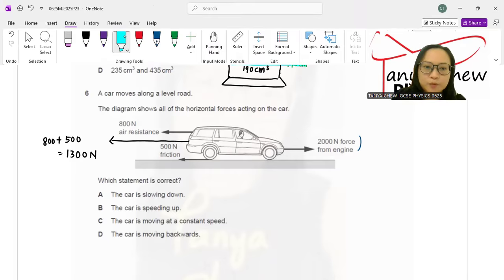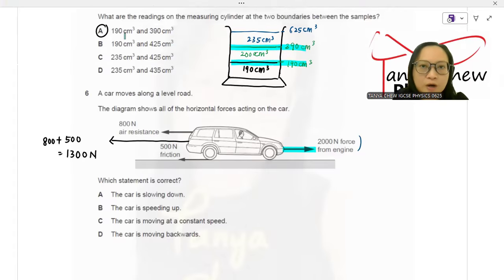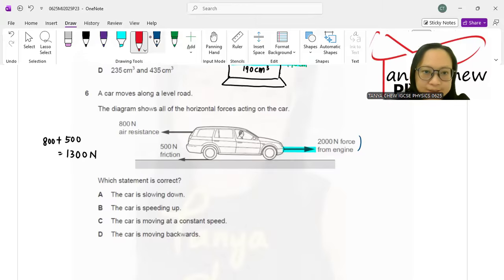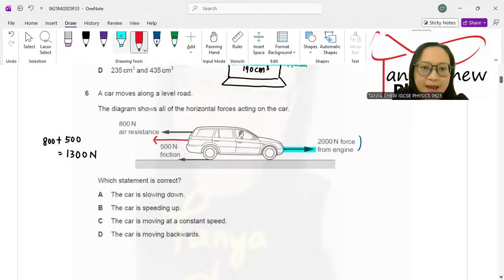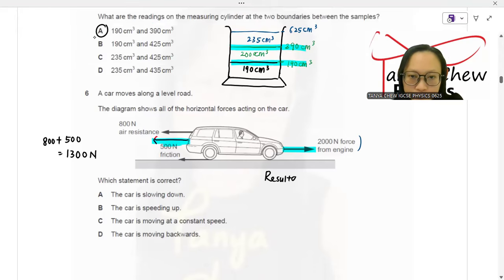So, okay, if I want to see whether the car is moving faster, slower, or not moving, or moving at constant speed, I have to compare in terms of their forces. I need to find the resultant force. This is the resultant force, yeah? So I need to find the resultant force acting on the car. Resultant force is the sum of all the forces that are acting on one object. So the resultant force on the car, I consider two forces.